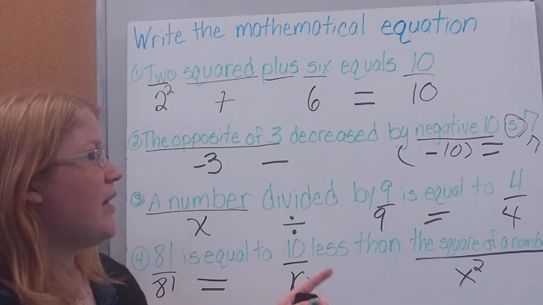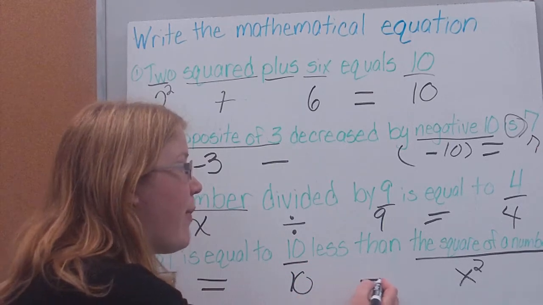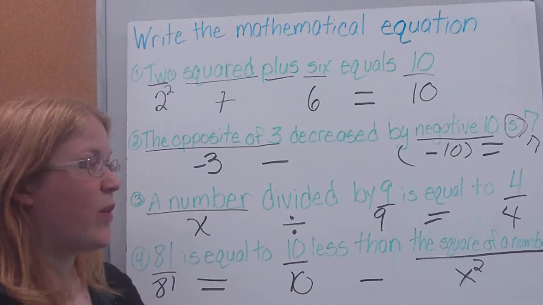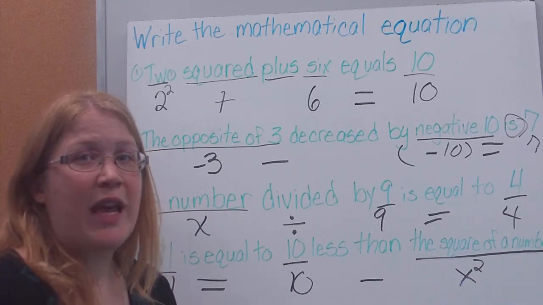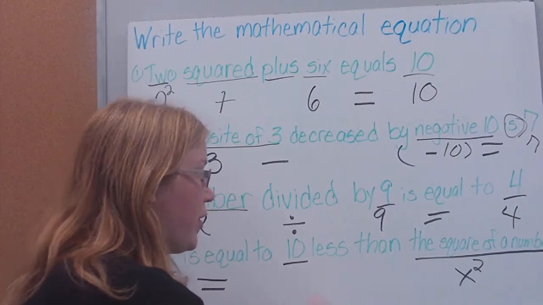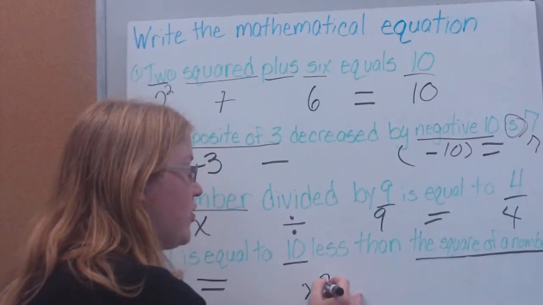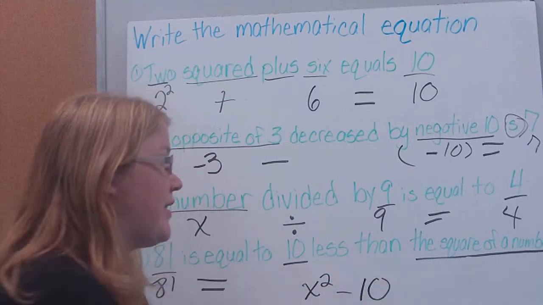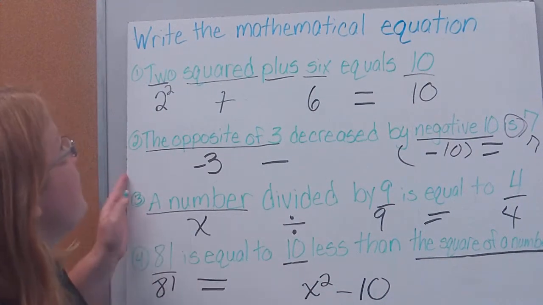81 is equal to 10 less than the square of a number. If I read this, I can't just put my minus sign in here. 10 minus x squared is not 10 less than the square of a number. If you have 10 less of something, it means you're taking the 10 away from your bigger number, which is our x squared in this case. So here we have to flip them around. x squared minus 10 is actually what 10 less than the square of a number means.